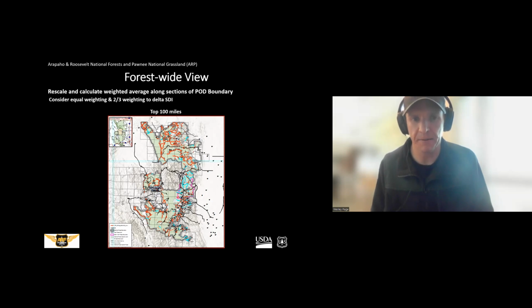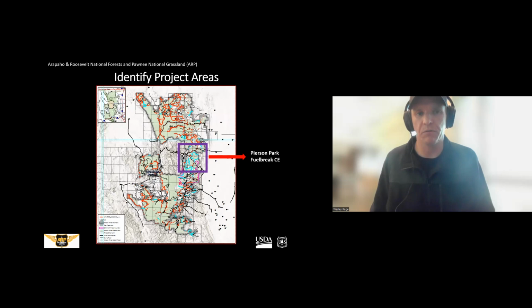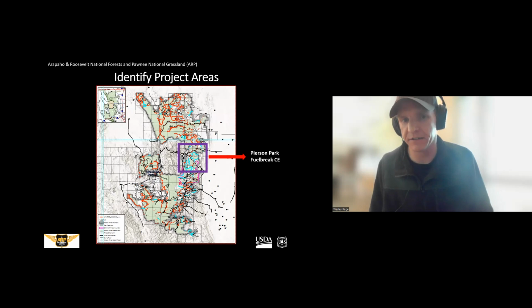And next slide. This is where we're at now: we took this data. We had a meeting before Christmas and talked about it with our collaborators to say, okay, we've identified some areas where we think further refinement is necessary, and what do you think? The first one that popped out is just outside Estes Valley. We call it the Pearson Park Fuel Break CE.